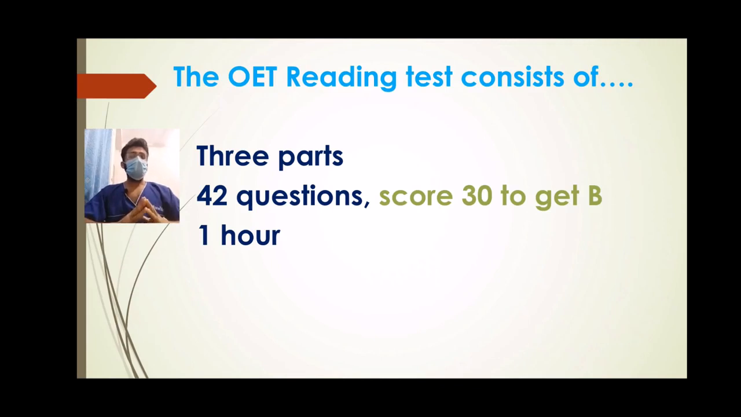Guys, as I have already told you, the reading test consists of 3 parts: part A, part B and part C, and you have 1 hour to solve 42 questions out of these 3 parts. And to get a B, or to pass the reading exam, you have to score 30 marks out of 42 questions. So keep in mind, 30 marks to pass the reading exam.